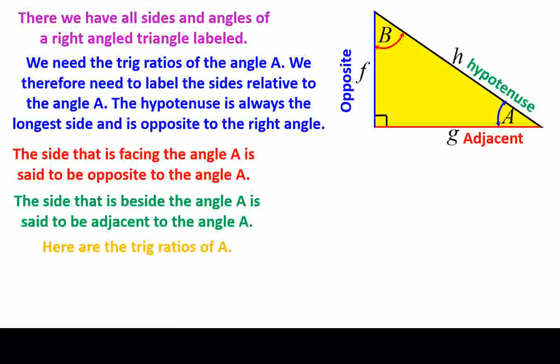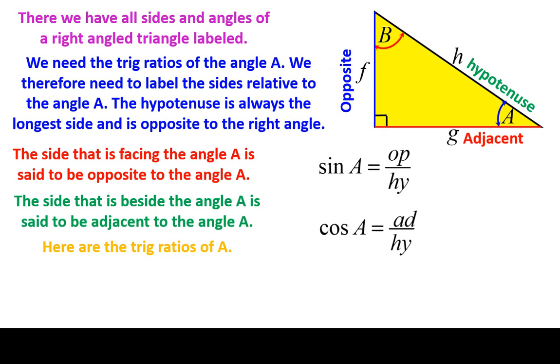Here are the trig ratios of A, and not only the trig ratios of A, but they are the trig ratios of all angles. Sine is opposite over hypotenuse, cosine is adjacent over hypotenuse, and tangent is opposite over adjacent. We are saying that it is sine A, cos A, tan A, but this is true for every angle in a right-angled triangle.